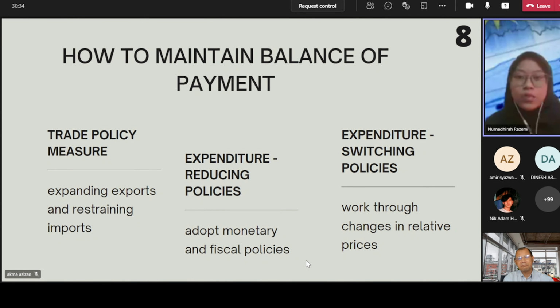And the last one is expenditure switching policy. Expenditure switching policy works through changes in relative prices. Prices of imports are increased by making domestically produced goods relatively cheaper. So, expenditure switching policy may lower the prices of exports, which will encourage the exports of a country. So that's all from Group 10. Thank you.